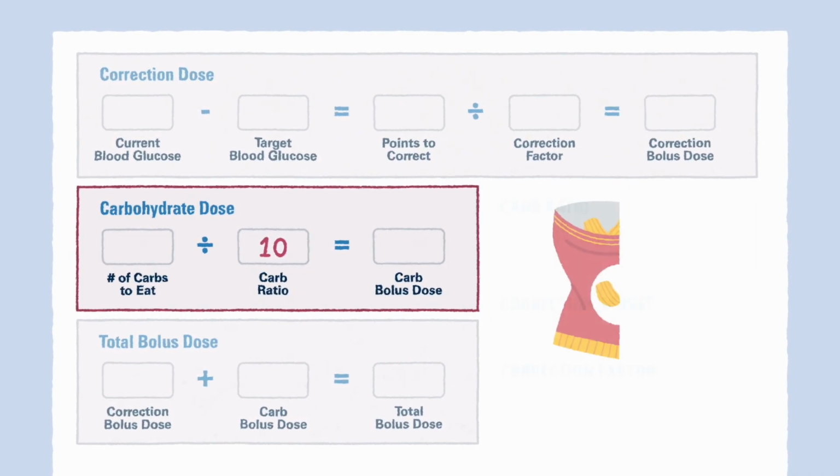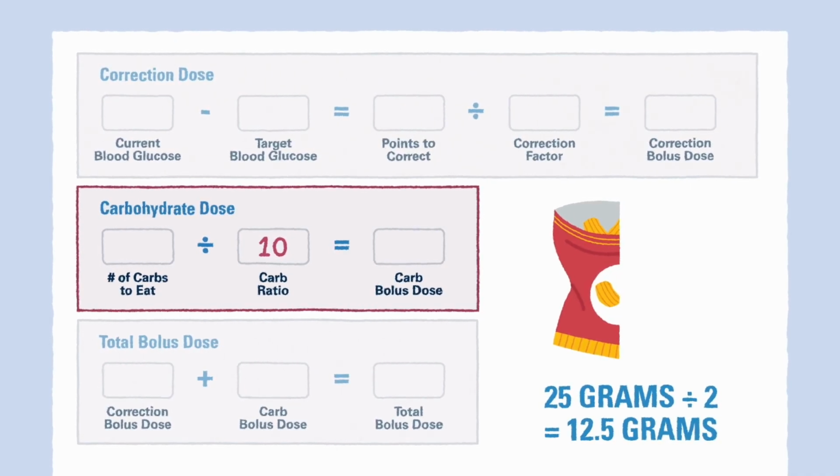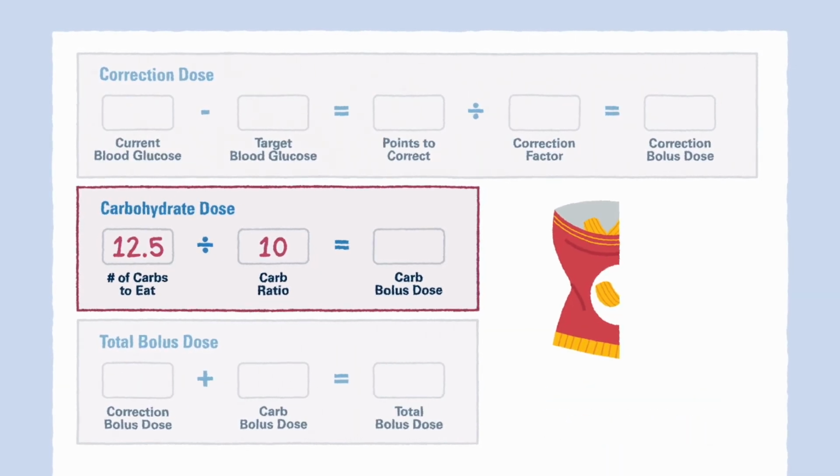If the child only plans to eat half the bag of chips, they would first divide the 25 grams of carbs by 2 to find the amount of carbs in half the bag. 25 divided by 2 equals 12.5 carbs in half the bag of chips. Still using the same carb ratio of 1 unit for every 10 grams, they would divide 12.5 grams of carbs by 10 for a total of 1.25 units of insulin.